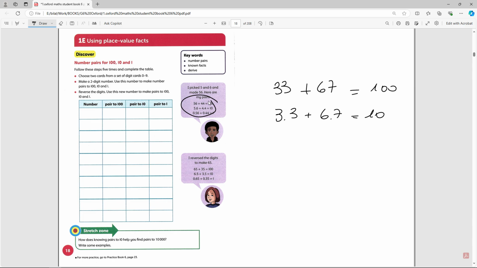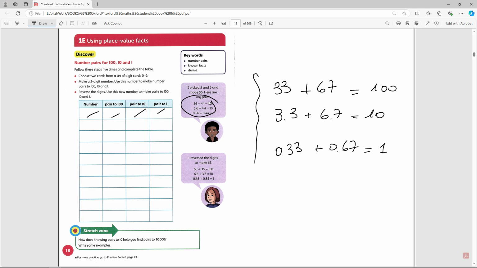And then I'm going to divide also by 10 to pair to 1, because here we're going to pair to 100, pair to 10, and then pair to 1. If I want to pair to 1, I need to divide also by another 10, which is 0.33 plus 0.67, and then it gives me 1. 10 divided by 10 is 1. And then you write the number, pair it to 100, pair it to 10, pair it to 1.